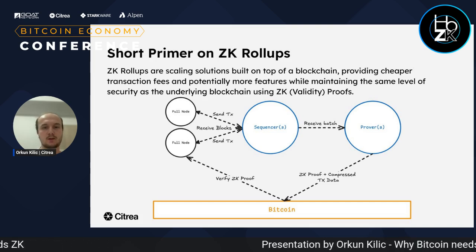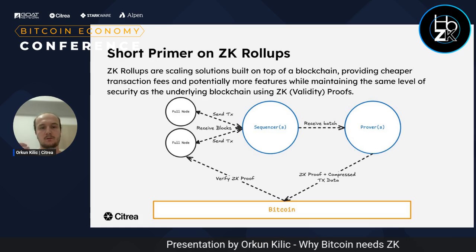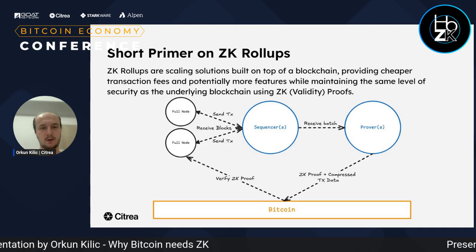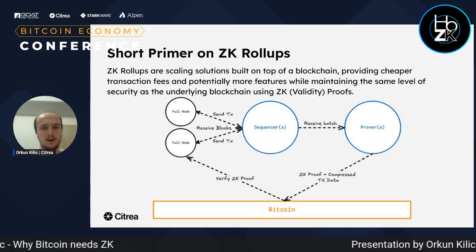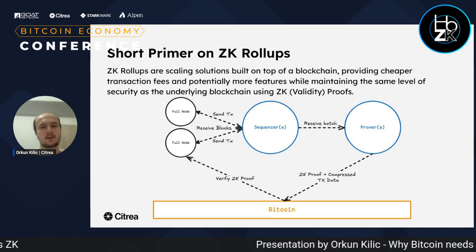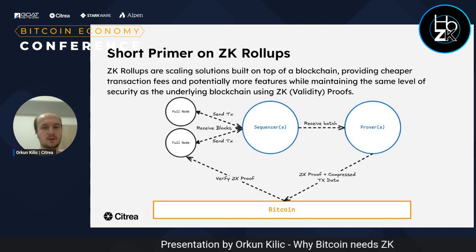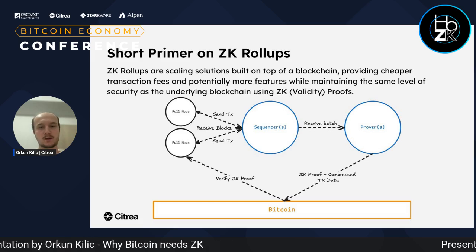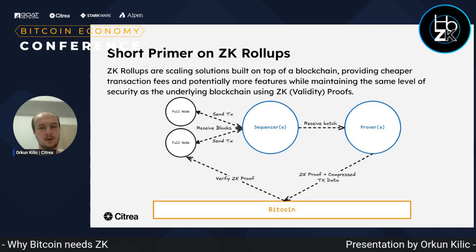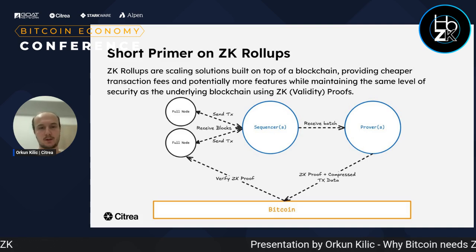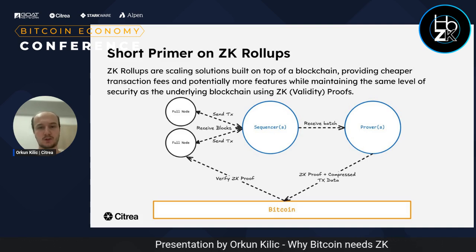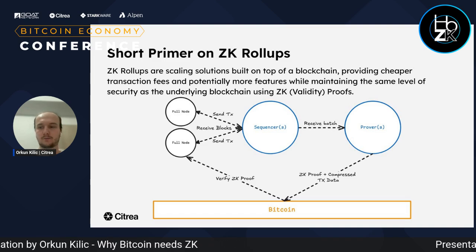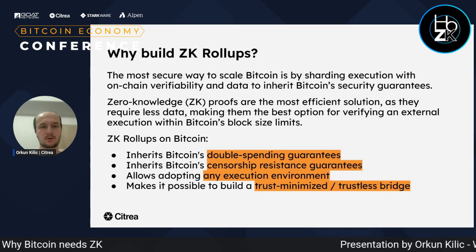Having Bitcoin here is important because being a ZK rollup on Bitcoin means that you are actually posting your data to Bitcoin together with your ZK proofs. And we are doing it to provide cheaper transaction fees and potentially more features while maintaining the same level of security, because it's essentially mathematics and Bitcoin consensus. Just like having Bitcoin consensus alone, adding ZK doesn't add much trust, especially with different kinds of proof systems. So this is basically how a ZK rollup would work on Bitcoin.